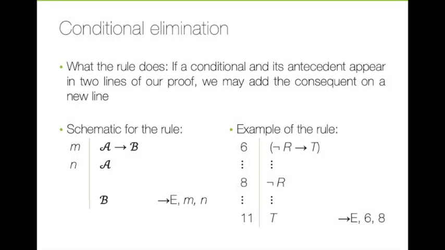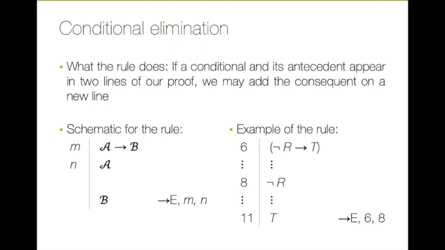Next, we'll look at one of our conditional rules, conditional elimination. What does this rule do? It tells us that if a conditional and its antecedent appear in two lines of our proof, we may add the consequent on a new line. The rule conditional elimination is also known as modus ponens. So you may hear that phrase used.